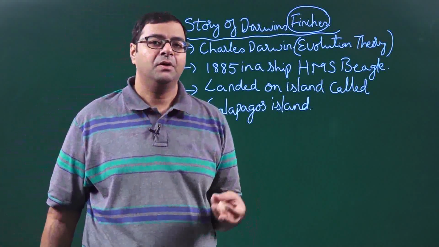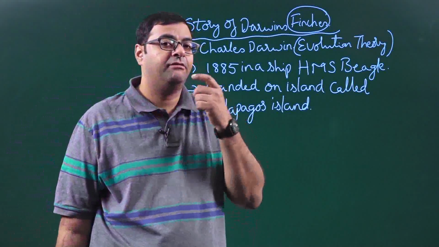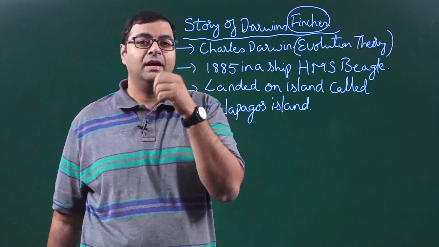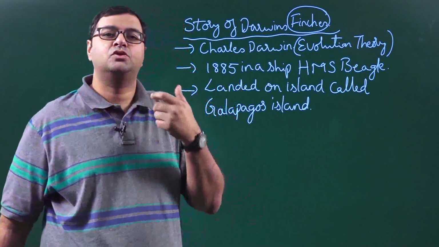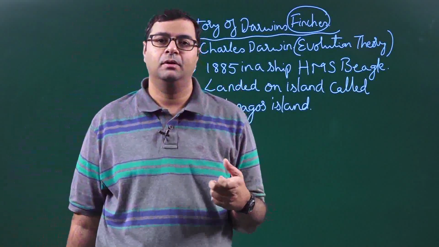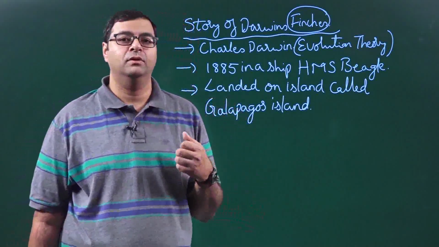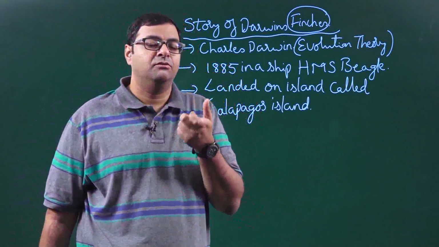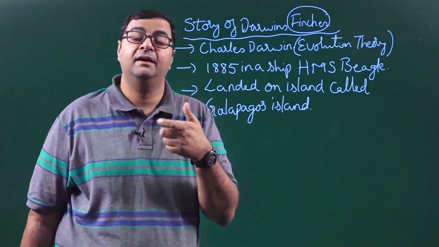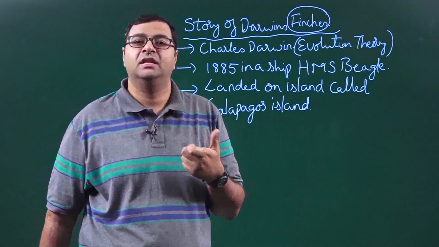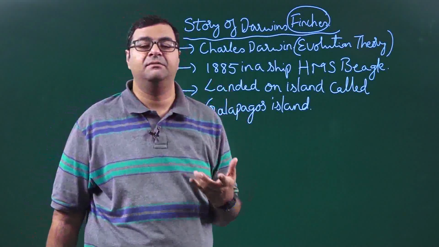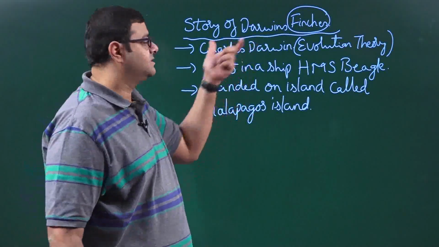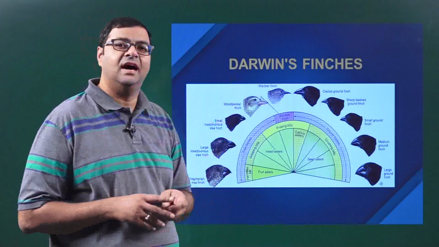Okay, right? Now these finches showed different beaks. You know that finches are birds, and these finches had different beaks because they were used to eat different kinds of food. Now these finches were so fascinating, and Darwin made an extensive study on them, which gave the finches the name Darwin's finches.